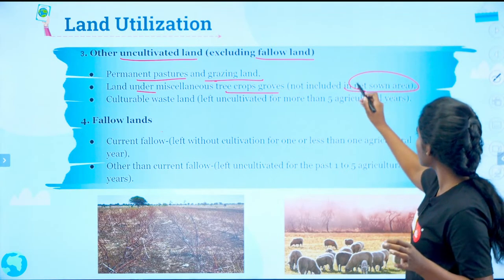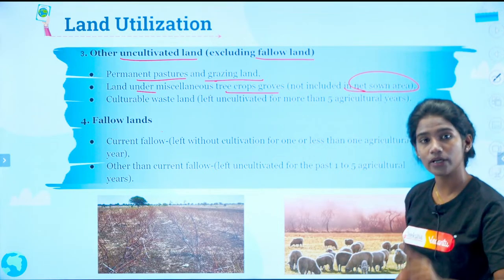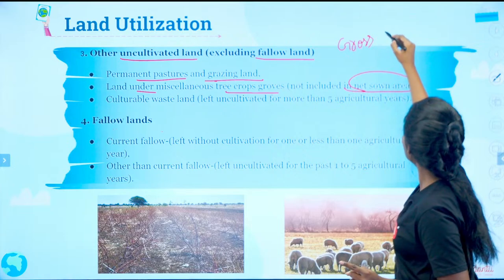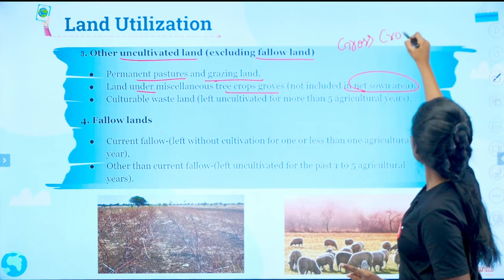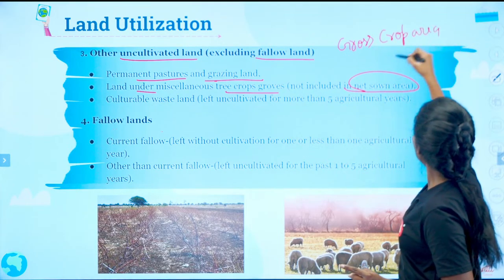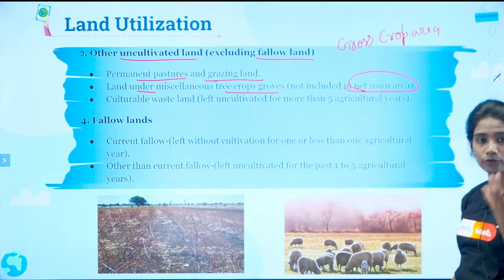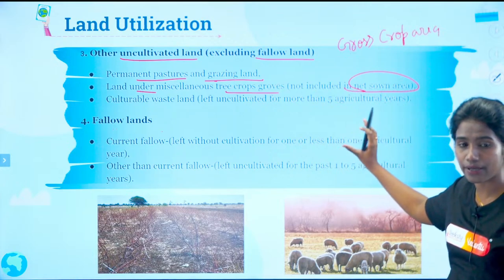Okay, there is something that is called net sown area, and there is one more term which is called gross crop area. So we'll talk about all this in the next slide. Okay, so there are certain regions that are used for net sown area and also gross sown area, right?